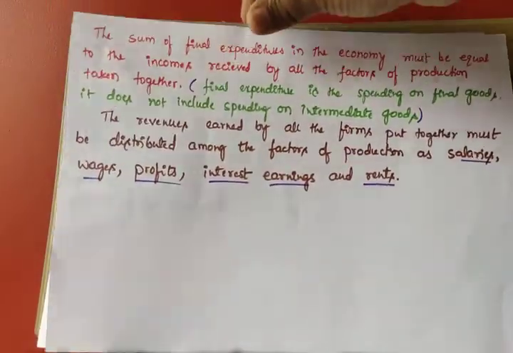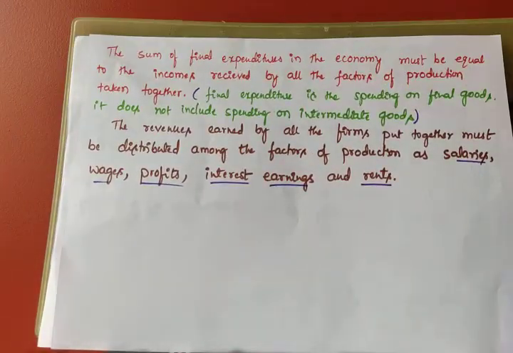Okay, see one more meaning about the income method. The sum of final expenditure in the economy must be equal to the income received by all the factors of production. We can calculate only final expenditure, which is the spending on final goods. It does not include spending on intermediate goods. So under this method we cannot calculate the expenditure on intermediate goods. We can calculate only expenditure done on the final goods.